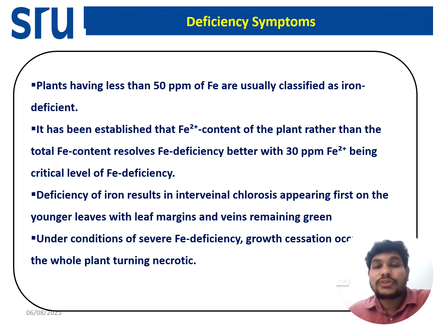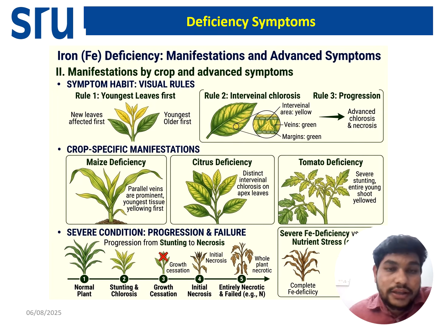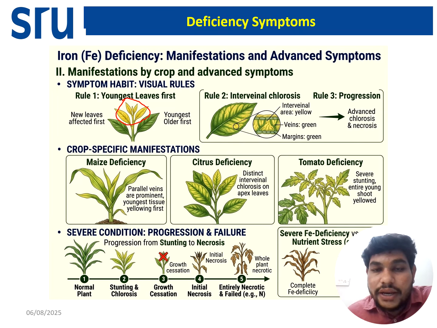The deficiency symptom of iron is interveinal chlorosis. If you see the plant here, this is interveinal chlorosis. The veins and margins will be green, and the internal part will become yellow. That is called interveinal chlorosis. It is often seen in different crops like maize, citrus, and tomato.